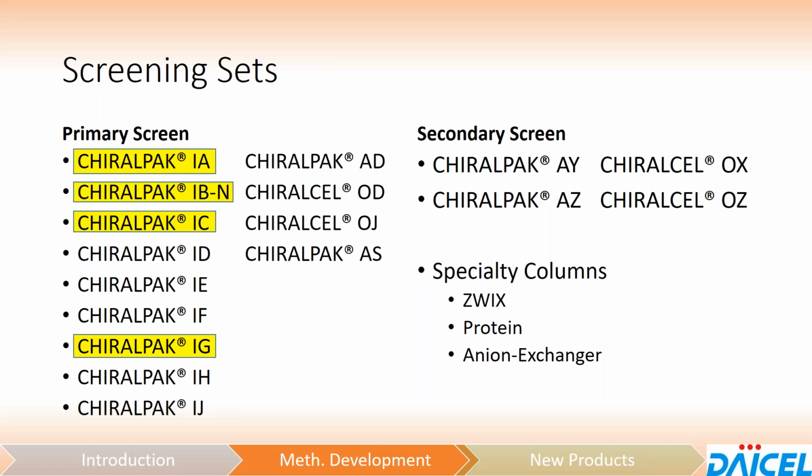I mentioned already all of the immobilized columns, IA through IJ, and then some of the coded phases. And I have marked off here in yellow 4 columns in particular, IA, IBN, IC, and IG. One of the questions, aside from what column should I use to separate my compound, that we most frequently get asked is what is the minimum number of columns that I should use for screening? And these are the 4 that we most often recommend. Not that the others aren't good, but we find that these 4 generally give a wide range of selectivities over a broad range of different compounds.